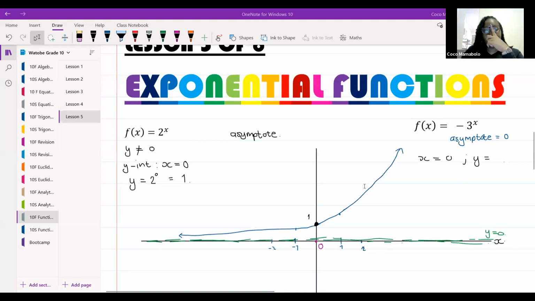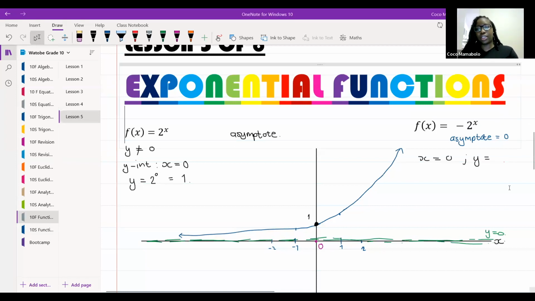Okay, in this case, our horizontal asymptote will be where y is equal to 0, because we know that y cannot be equal to 0. All right, now let's look at the negative graph, guys. Let's look at the negative graph.